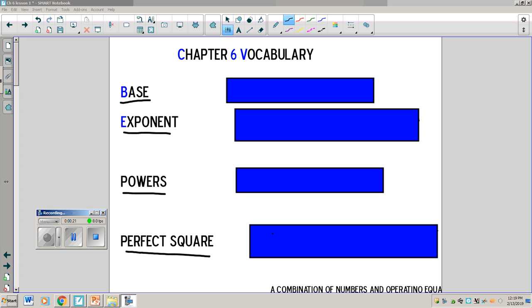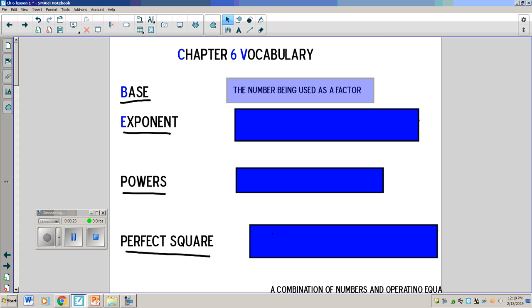Your first word is base. A base is the number being used as a factor. Remember to get these copied in your red notebook, or if you choose, you can put them on your Chromebook in the assignment sheet. It's near the bottom. All the vocabulary words are listed if you'd rather type them out. Remember to hit pause as we go, because I will go too fast.